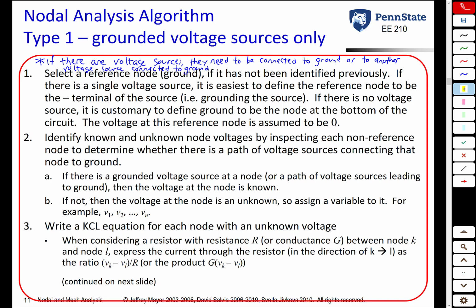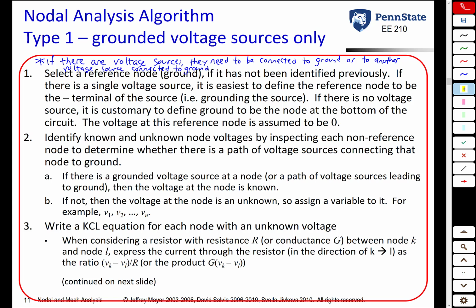So for nodal analysis, we don't care where the current sources are, but if there are voltage sources and you want to use this algorithm, the voltage sources have to be either connected to ground or connected through a series of other voltage sources to ground. And we'll see this in an example.